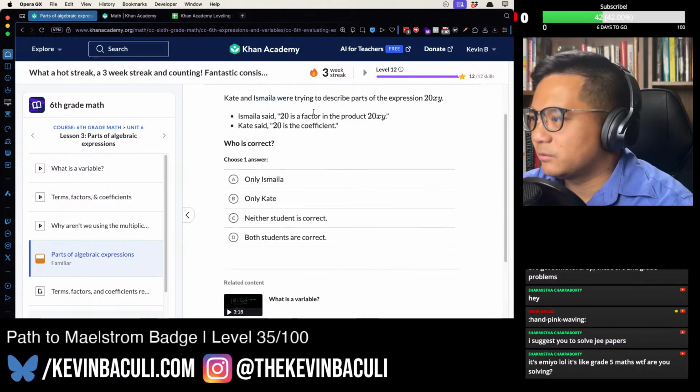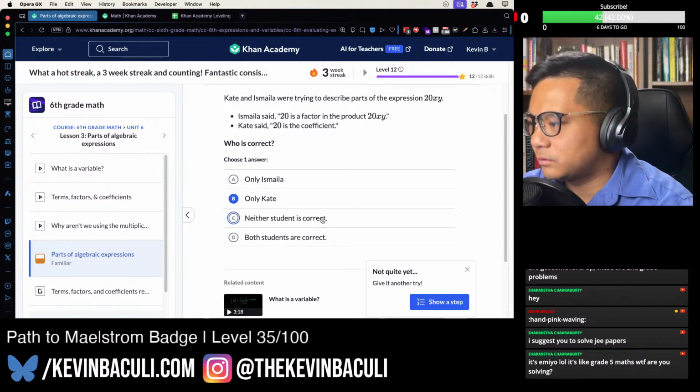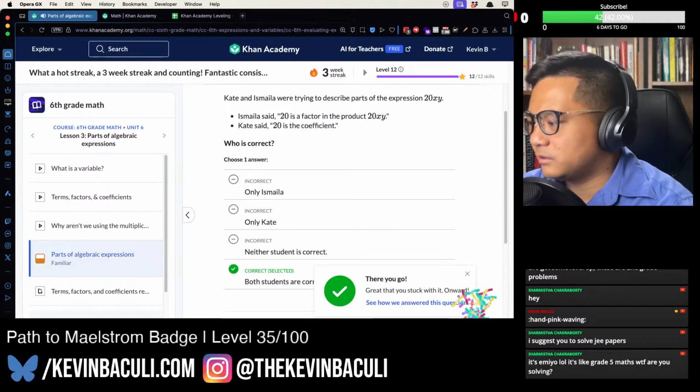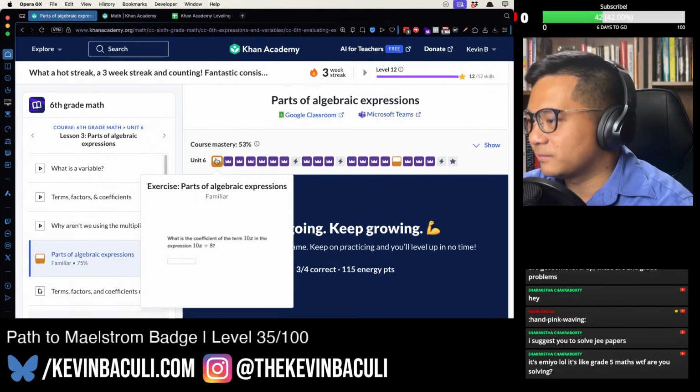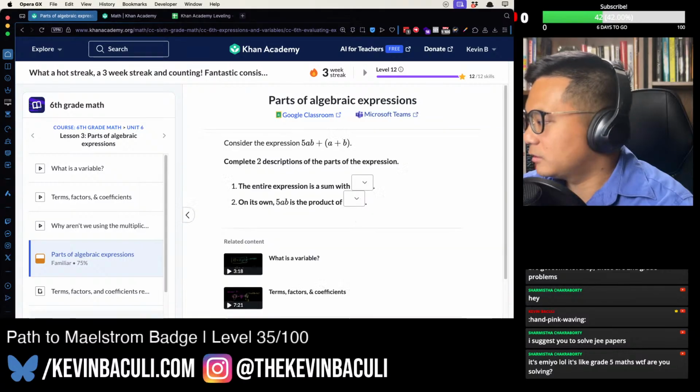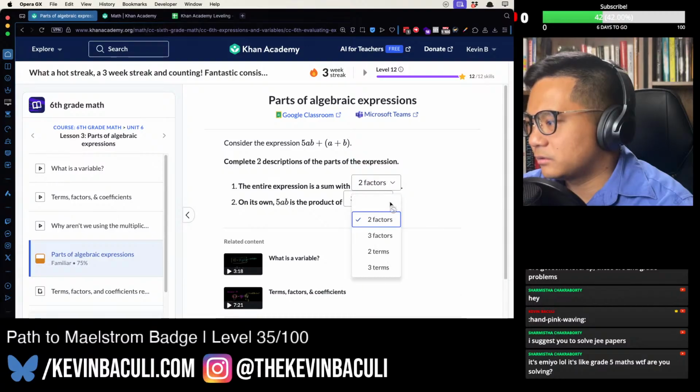Kate and Ismaila were trying to describe parts of the expression 20xy. Ismaila said 20 is a factor in the product. 20 is a coefficient. Okay. What? Oh, okay. Yes, it is. Wow, that was pathetic. I'm gonna do it again. It's a sum with two factors. It's a product of three factors. Oh, shit.